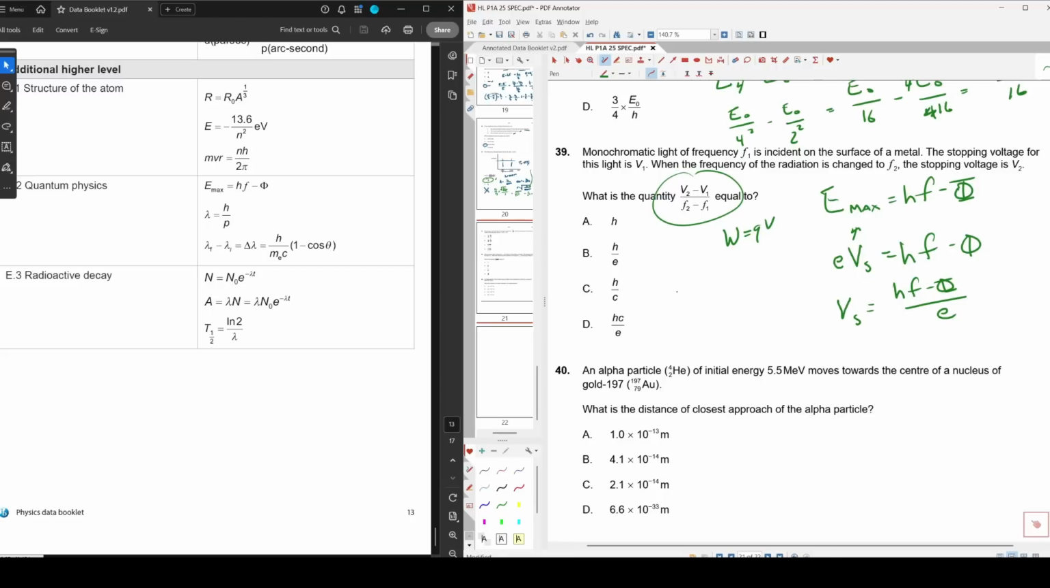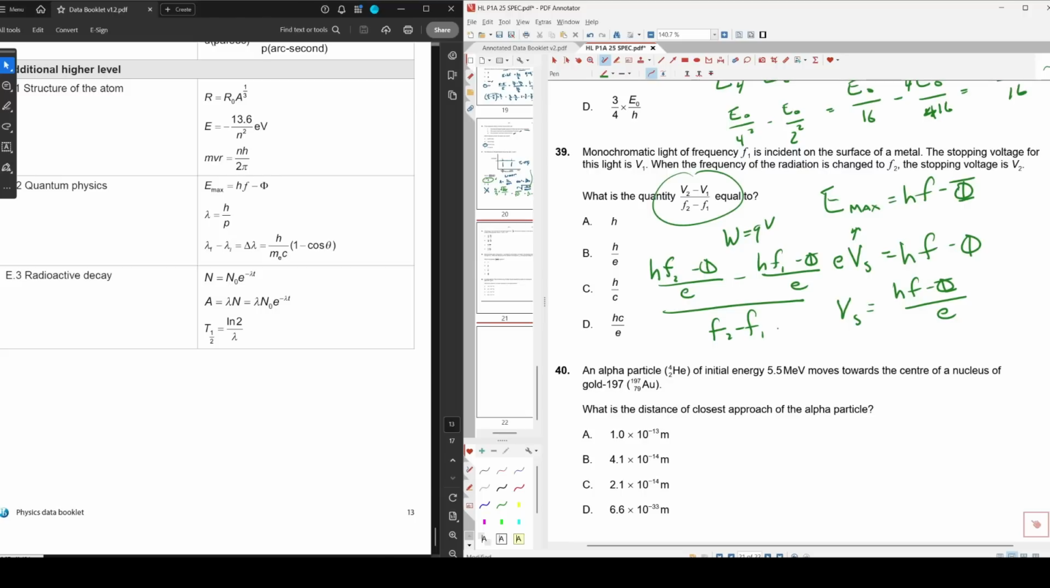Why, IB? Why do you do these things? Okay, let's do it. So V2 is going to be hF2 minus the work function, which is just whatever, over e. Okay, V1 is going to be hF1 minus work function over e. And divide all of that by F2 minus F1. They are basically testing if you know how fractions work, which is very silly.